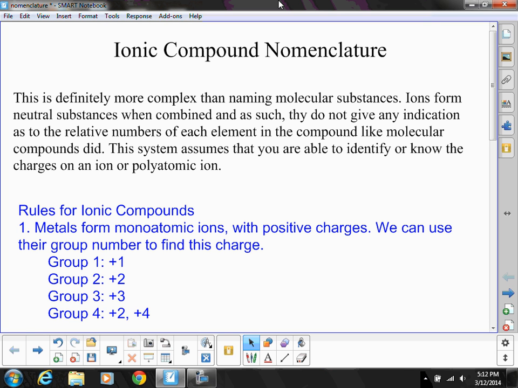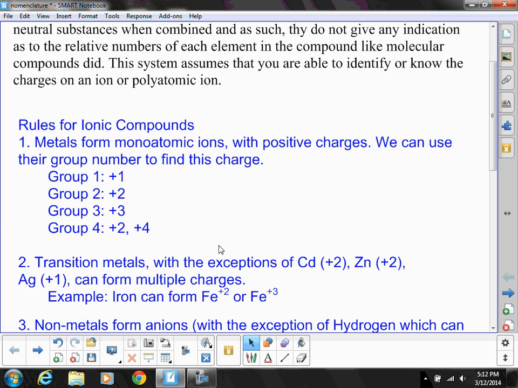Rules for ionic compounds. Number one, metals form monoatomic ions with positive charges. We can use their group number to find this charge, and this is what we were looking at the other day when we were looking for patterns in ionic compounds. Elements in group 1 on the periodic table, group 1 being column 1, so we're talking about lithium, sodium, potassium, rubidium, cesium, francium. Hydrogen, even though it's not a metal, can also form a positive 1 ion, but for now we're talking about the metals.